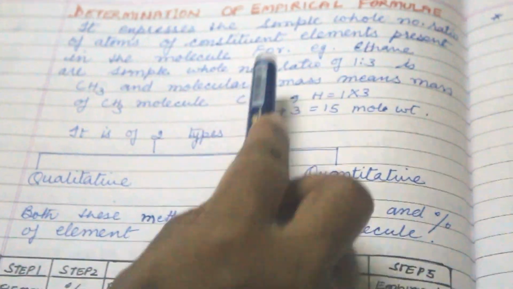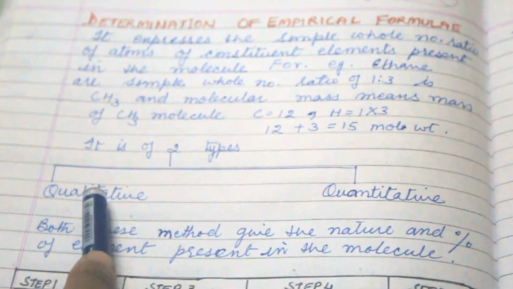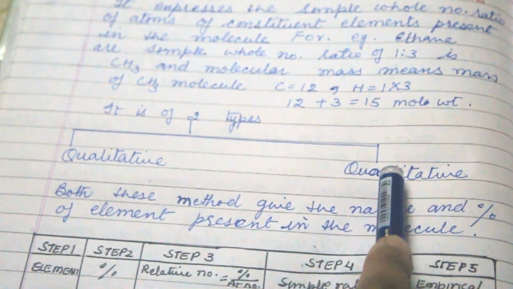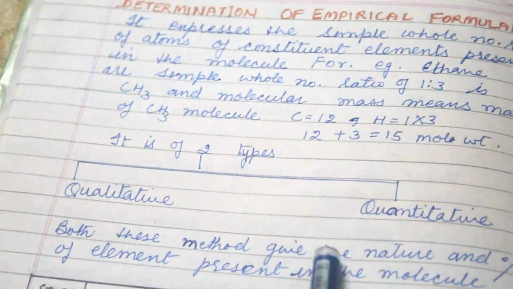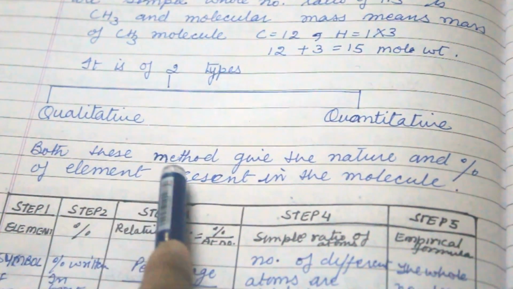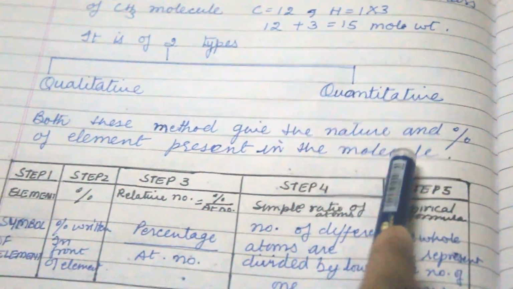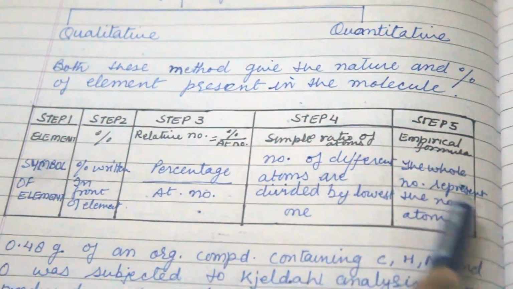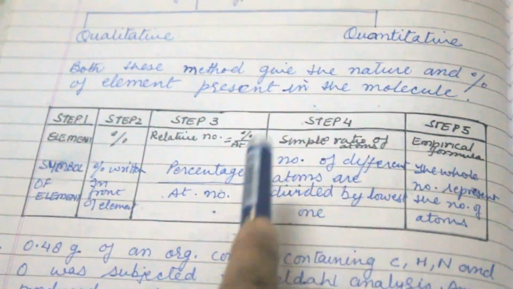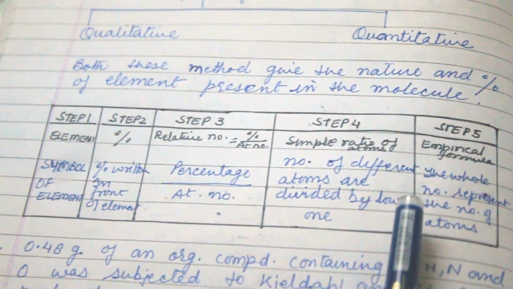Now, empirical formula determination is of two types, qualitative and quantitative. Both these methods give the nature and percentage of elements present in the molecule. Now this is the tabulation by which we evaluate the empirical formula.